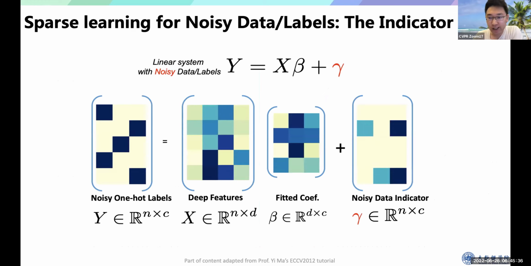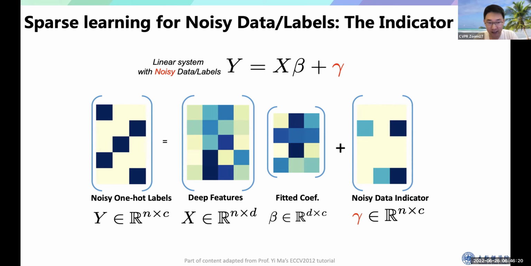We introduce a sparse indicator gamma here. You can see the gamma. We call it a shifted linear system. Here, you can see that the gamma is the predicted residue of the corresponding data. So we assume Y is the noisy one-hot label, X is the deep learning feature with coefficient. For clean data, gamma does not need to correct the prediction. That means we don't need the predicted residue, and gamma will be zero. We call it a zero shifted prediction.